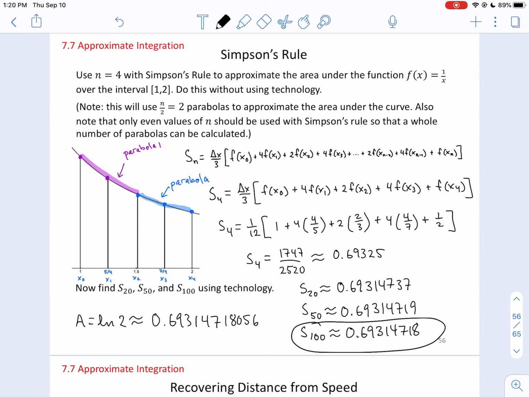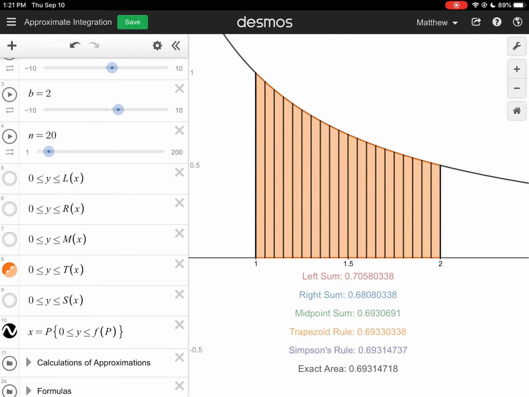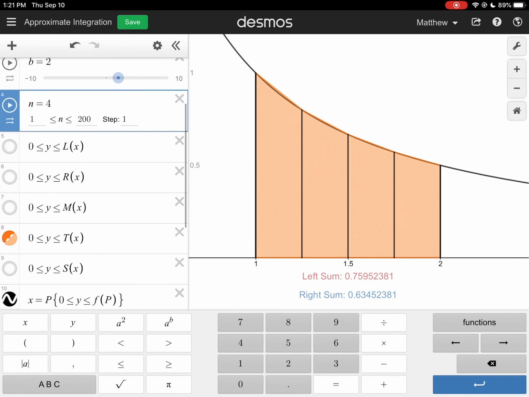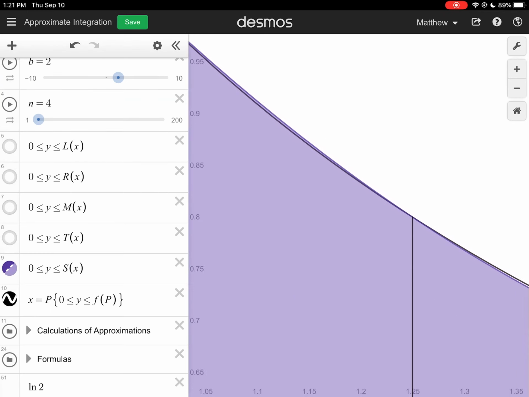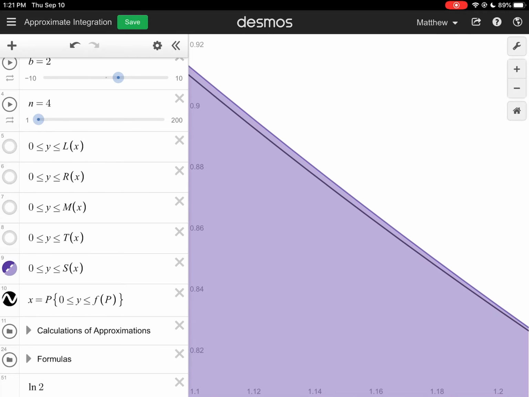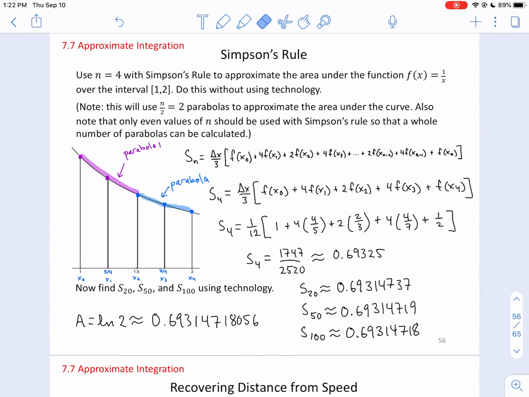Now, bear in mind that when you do S sub 100 and you get this calculation, if I were to ask you how many parabolic arches were used to get to this answer, the answer is 50. Right? So remember, the subintervals get paired off. And so if you have 4 subintervals, you only had 2 parabolic arches. If you have 100 subintervals, you have 50 parabolic arches that you're working with to approximate the area under the curve. Change n back to 4, hide the trapezoid visual, and show the Simpson's visual. The shading looks pretty good to the naked eye here, but if you do zoom in, you will eventually notice that the parabolic arch and the function itself are not the same.